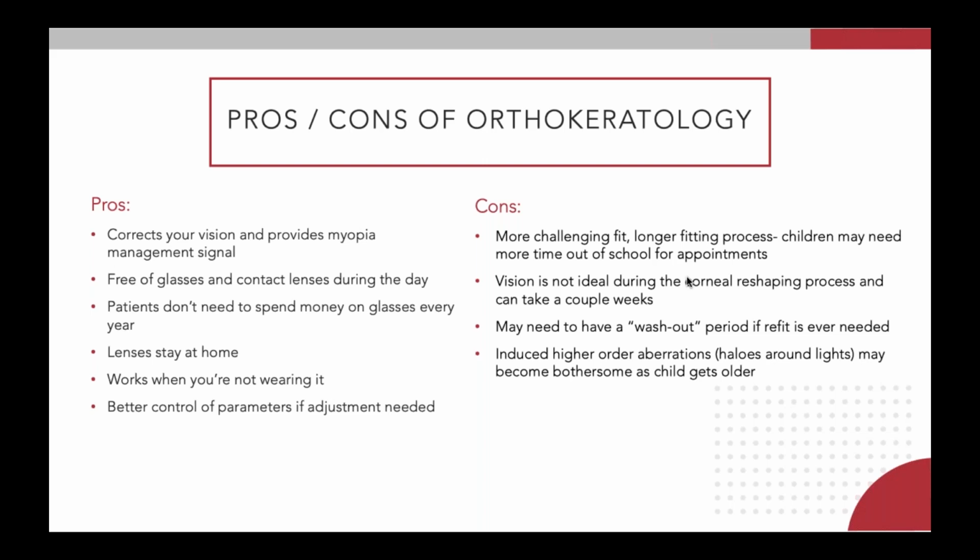Induced higher order aberrations. So higher order aberrations kind of describe optical imperfections that you see. So some people might notice halos around lights at night. Children usually don't notice this. Sometimes when they get older, they might notice it maybe when they're driving, but we can make a fit change when they get older to better eliminate those halos.